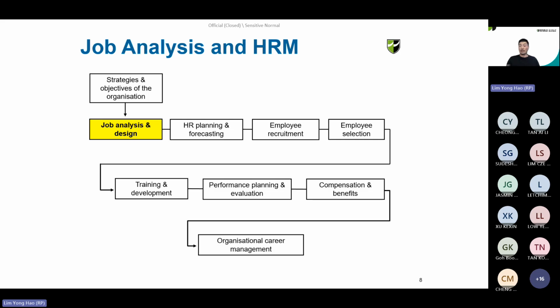So job analysis is actually at the start. Actually, it's not really one linear process. It definitely will have some iteration along the way.